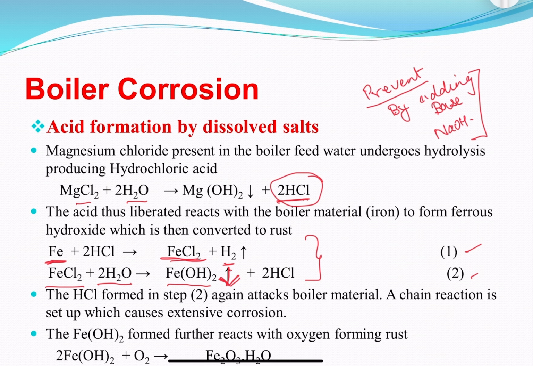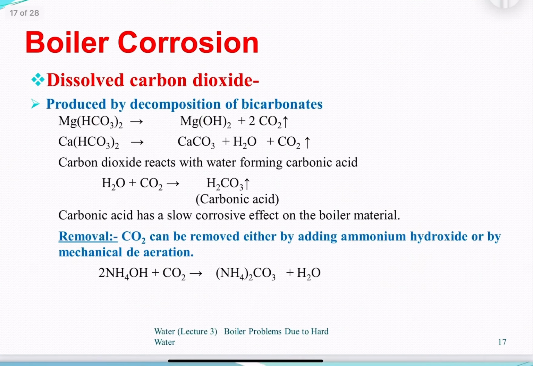Now we come to boiler corrosion by dissolved carbon dioxide. So first thing is, how does carbon dioxide come in water? That is by the decomposition of bicarbonates. So when bicarbonates are present in water, they will decompose to form carbon dioxide. You can see the equations, and these equations we have studied a large number of times.